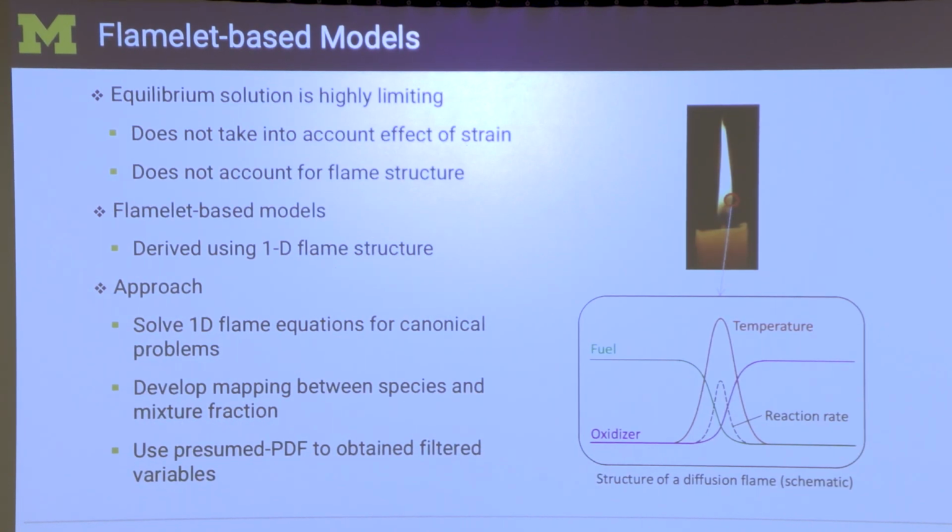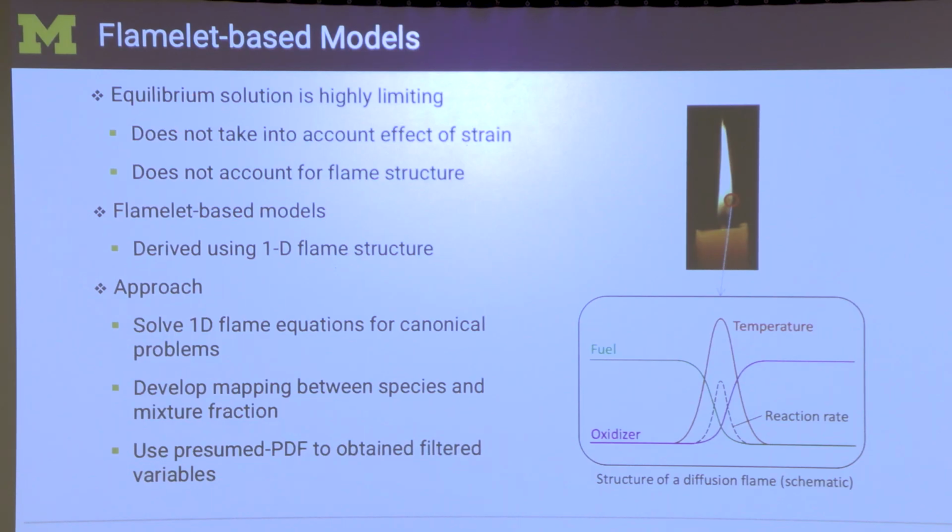So going back to this, we have this diffusion flame, and this is the schematic that we looked at. There's fuel on the left, it gets consumed, and then there's nothing left on the right. There's oxidizer coming in from the outside, and it gets consumed as it goes towards the wick, right? So this is the structure we're going to have. And the temperature reaches a peak in the middle.